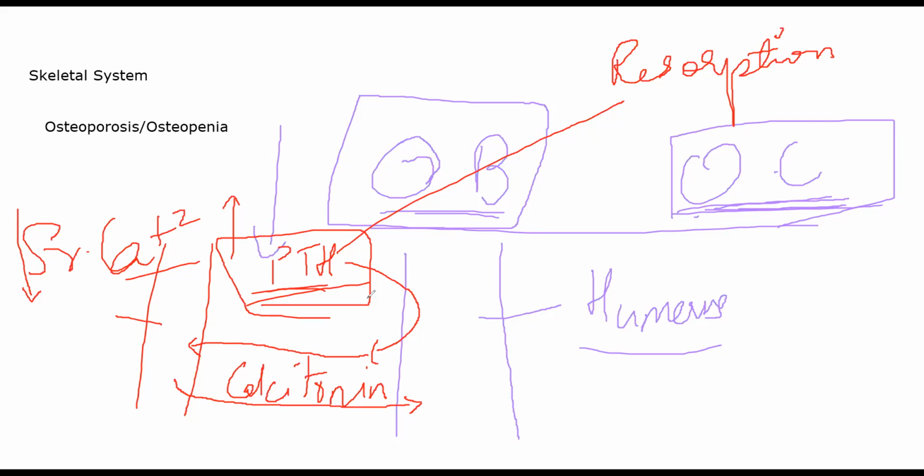Some drugs will also cause this. Certain high doses of anticonvulsants and high doses of heparin, both of them can lead to osteoporosis. Okay, sometimes hypercortisonism as well. If you have high amounts of cortisol, that can also lead to osteoporosis. So these are all secondary causes of osteoporosis.